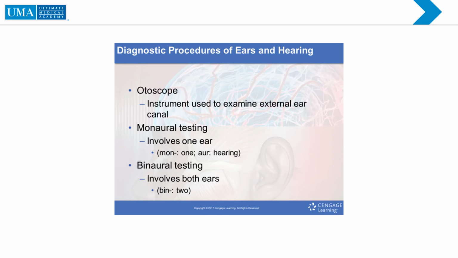We also have monaural testing, and this would involve the testing of one ear. Breaking this term down, mon means one, the AUR, the R means hearing, and then the suffix of AL means pertaining to. We also have binaural testing, and this would involve both ears, hence the prefix bi. So bi meaning two, AUR again is meaning hearing, and the AL is the suffix meaning pertaining to.